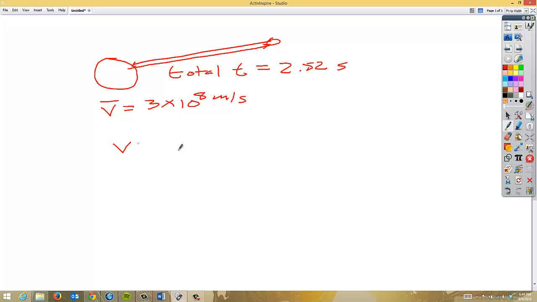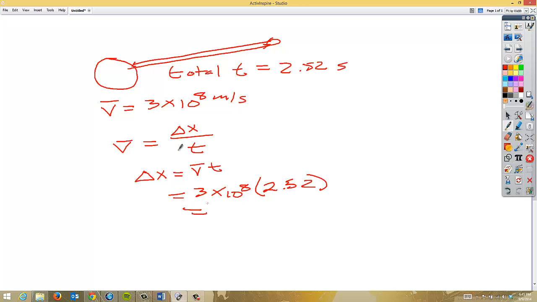We know that speed, or velocity, is equal to change in position all over our time, and if we really want to know what the distance was, we just say that the change in position, which is distance, is equal to the average speed times time. Speed of light is 3 times 10 to the 8th, and then we're going to multiply that times the time, which is 2.52 seconds. If we multiply 3 times 10 to the 8th times 2.52 seconds, we end up with 7.56 times 10 to the 8th meters.